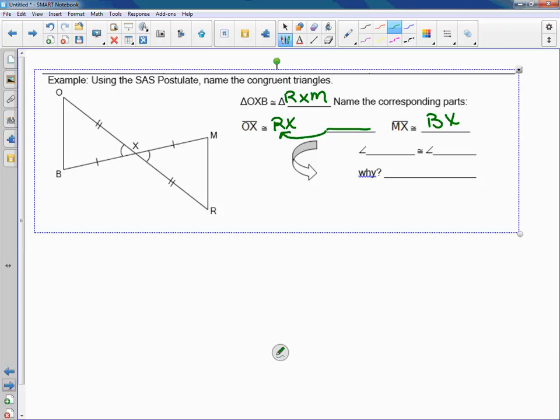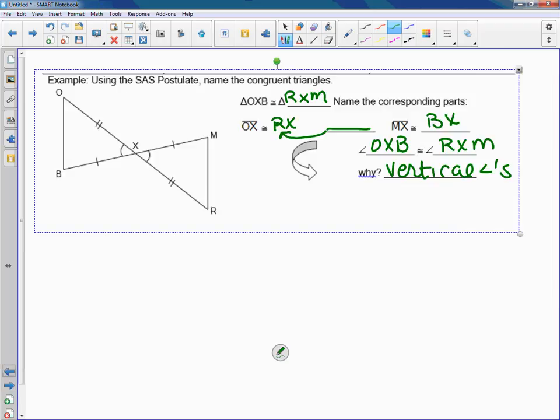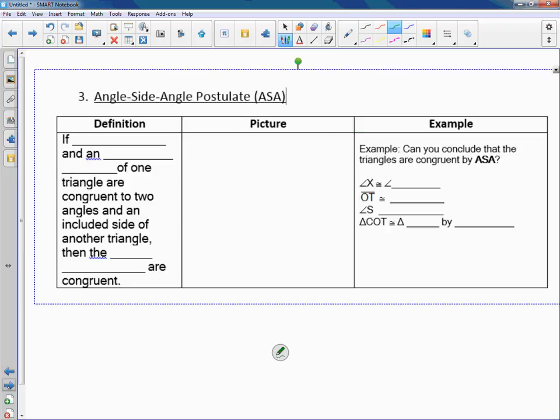And then you have angle. You can't say X and X. You have to use 3 points. Angle OXB is congruent to angle RXM because they are vertical angles. All right. So therefore, let's go back. If you look at this, they are congruent by side, angle, side. Side, angle, side. All right.